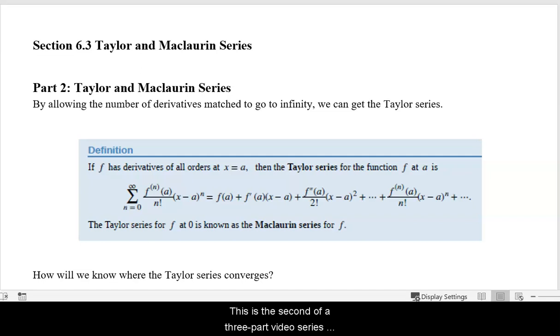This is the second of a three-part video series covering section 6.3 on Taylor and Maclaurin series in the OpenStax Calculus book, Volume 2. In the first video, we talked about what a Taylor and Maclaurin polynomial was and talked about how these can be used to approximate various functions.